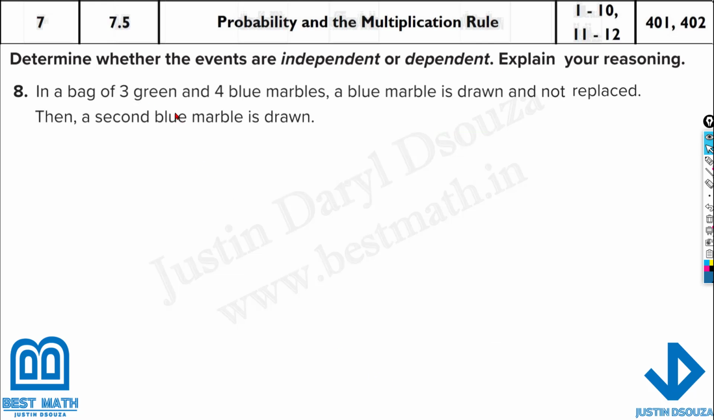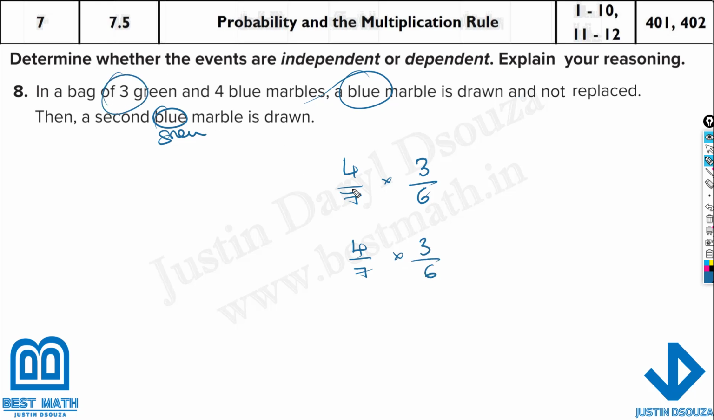In a bag of 3 green and 4 blue marbles, a blue marble is drawn and not replaced, and then a second blue marble is drawn. Of course, it'll be dependent on each other. Now imagine they say blue and then the second was green. Even then it is dependent. Why? Because it's 4 by 7, the total 4 plus 3 is 7. Next, blue will be 3 by 6. What if it's a green marble next? It will be 3 by 6 itself. Look over here, 3 are there, out of 6.